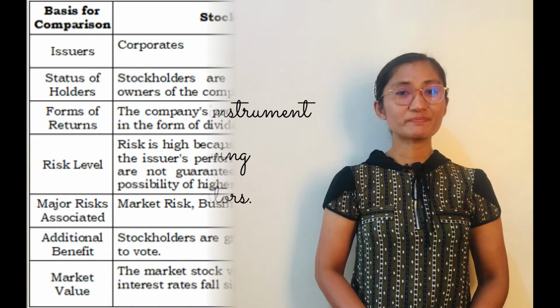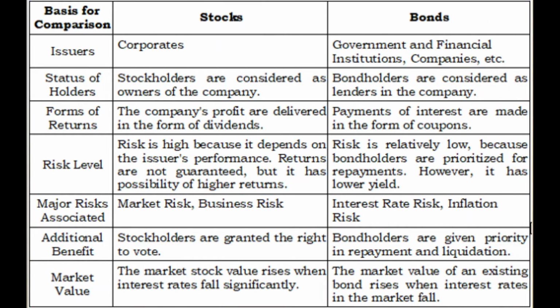The table beside me presents how these two types of investments differ. So on the first column, we have the basis for comparison. Then second column, we have the stocks, and third, for bonds. First basis for comparison is for the issuers. Issuers in stocks are called corporates, and then issuers in bonds are government and financial institutions, companies, and others.